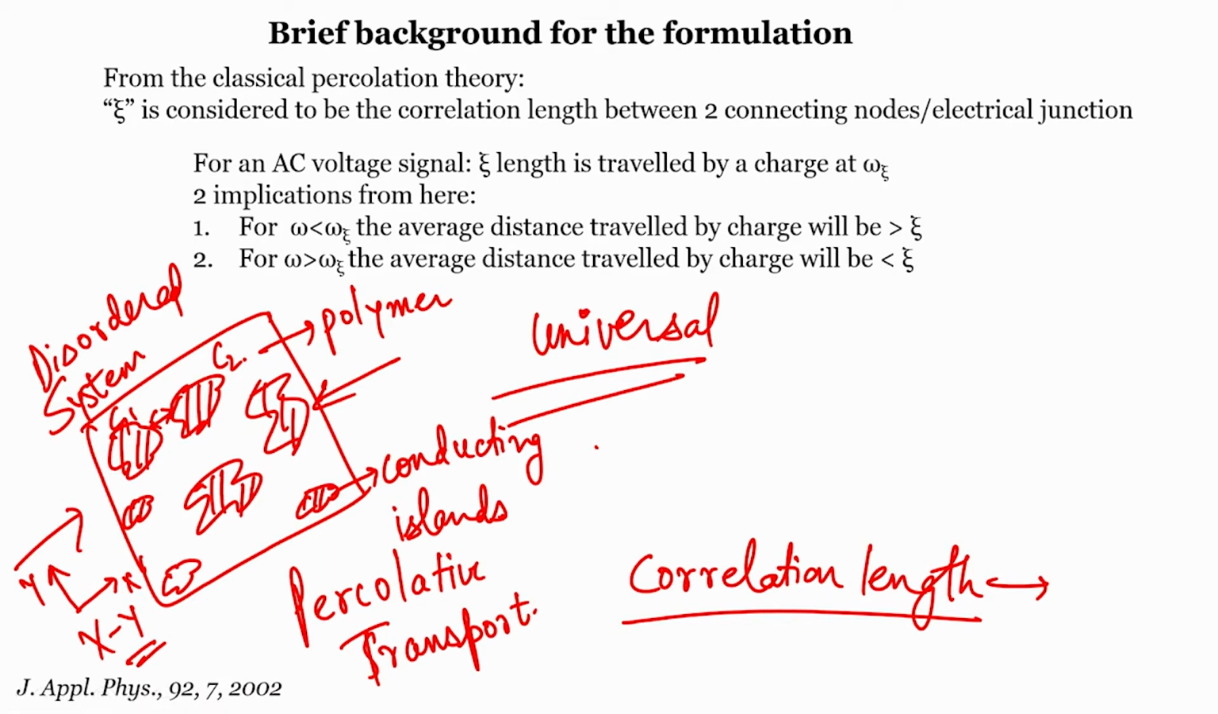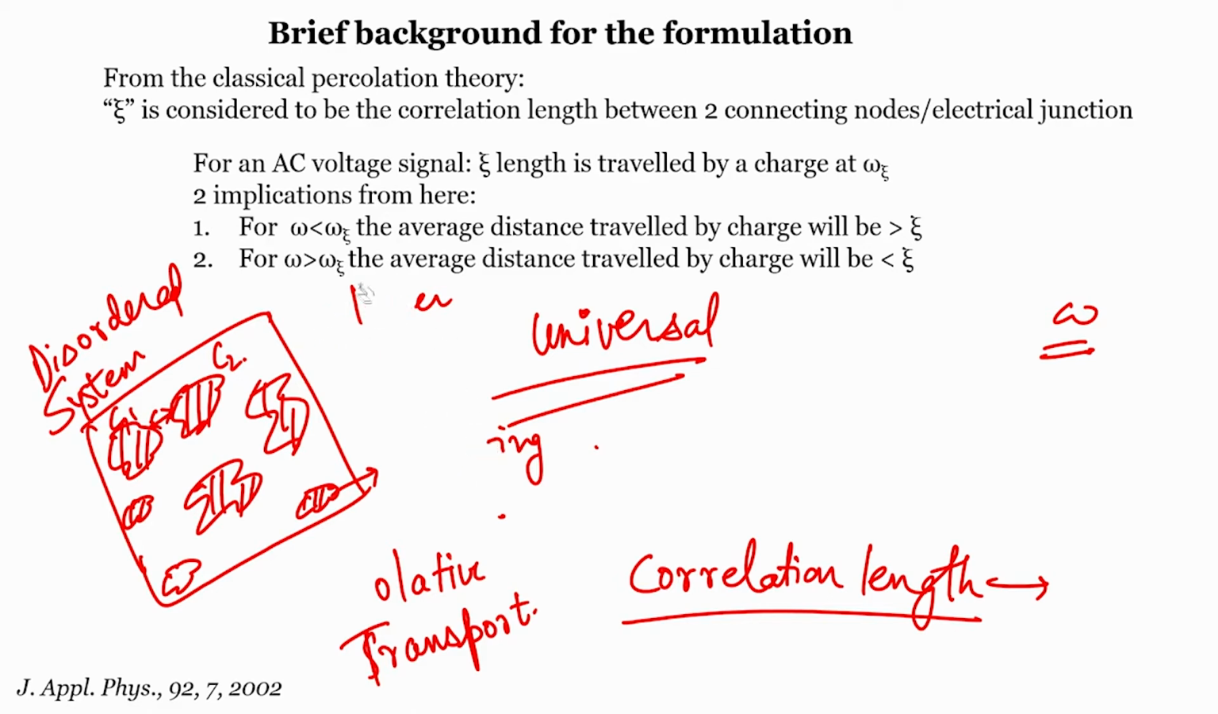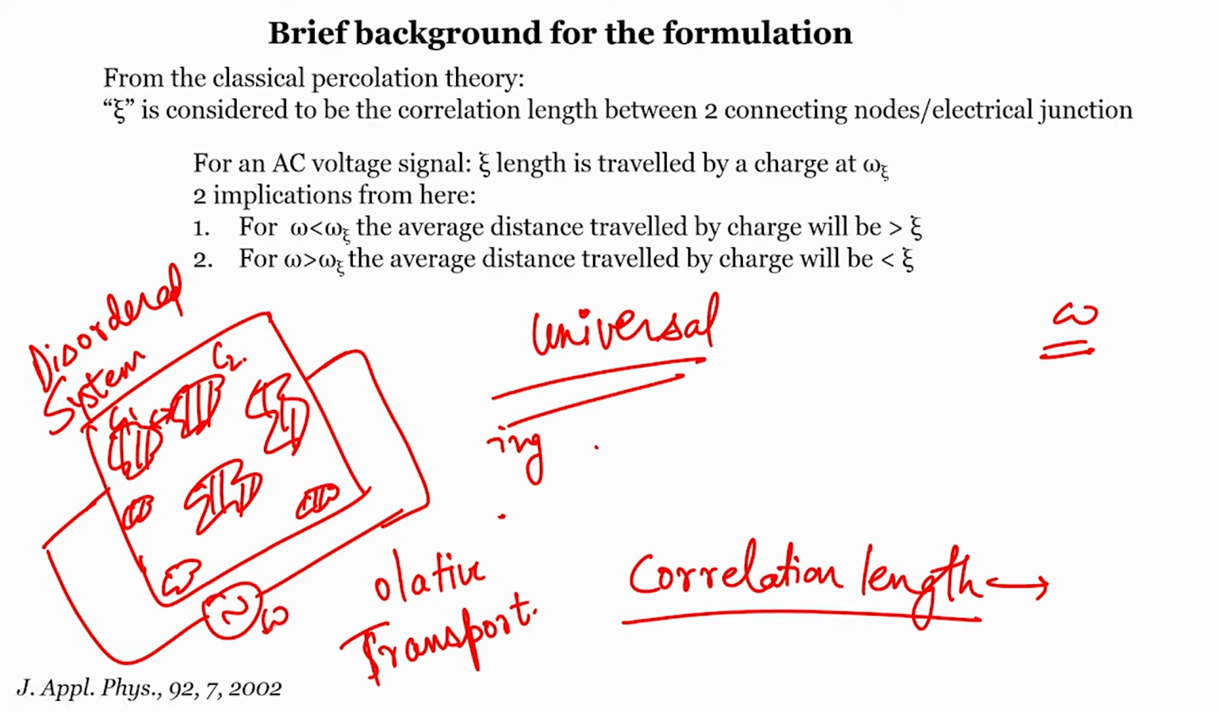Now please pay attention. In the following few minutes, this is something which is new, and you will have to pay a little more attention to what we are going to discuss. So let's say this correlation length exists. Now we have discussed that in an AC signal there is an associated frequency omega. So let's say I apply a frequency to this system. By frequency I mean the voltage signal, I am applying an alternating voltage to this particular system with some frequency.